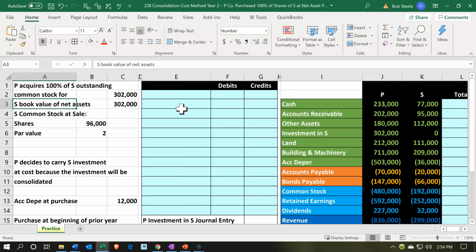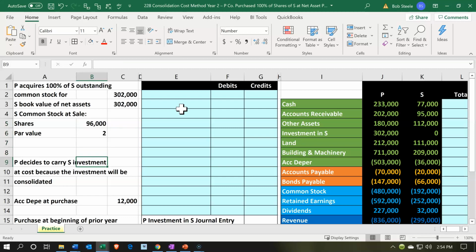P acquires 100% of S. So P is the parent company acquiring 100% of the outstanding common stock of S company. They're going to combine the whole thing, all of it, not just a controlling interest, but 100%. And not only that, but they did so for $302,000, which happened to be the same amount as the net asset value, basically the equity value, the value of the company on a book basis. Then S common stock at the point of sale, we're going to say S had $69,000 at the point of sale and a par value of $2.